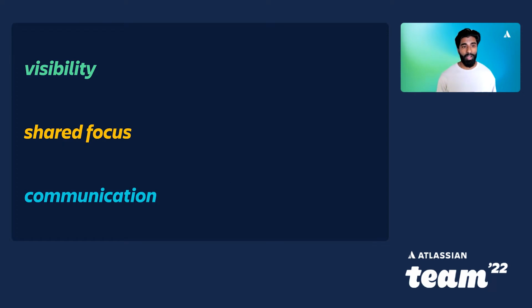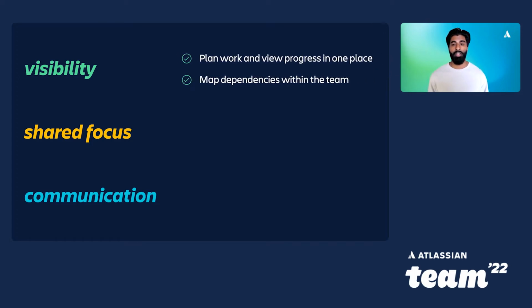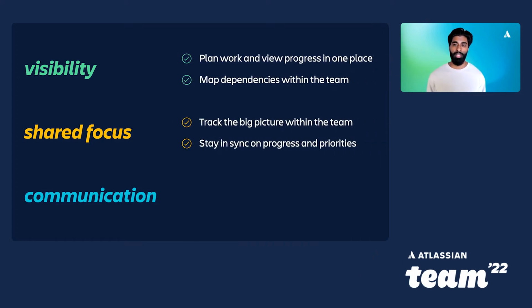Now, roadmaps provides the connection to real-life data, a single source of truth within Jira, enabling visibility, shared focus, and communication throughout the course of the project. This makes it easy for your team to plan, work effectively against timelines and dependencies, keep track of progress and priorities, and share updates to ensure there is clear transparency when communicating with stakeholders.